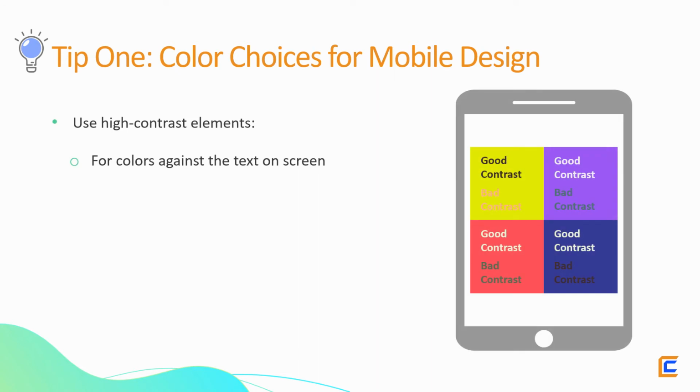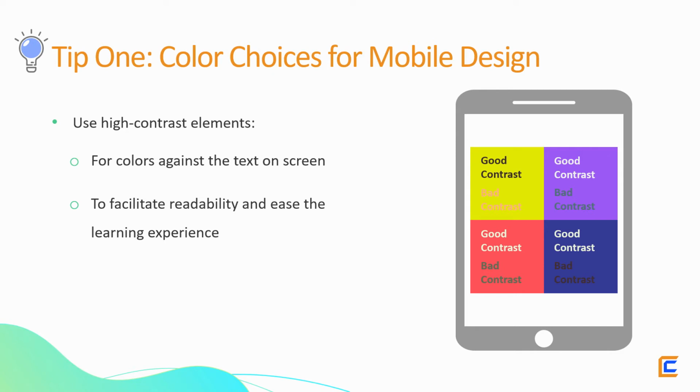Owing to a smaller screen size, use colors that are high in contrast against the text. This is because your learners may take your course while traveling on a bus or train on bright days. Having high contrast elements will facilitate readability and ease the learning experience.